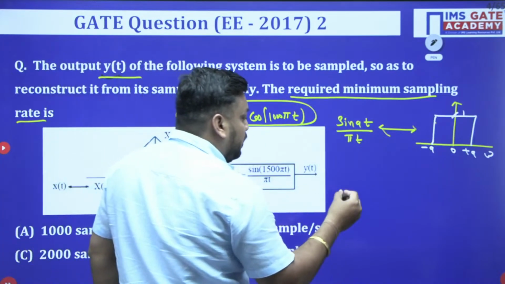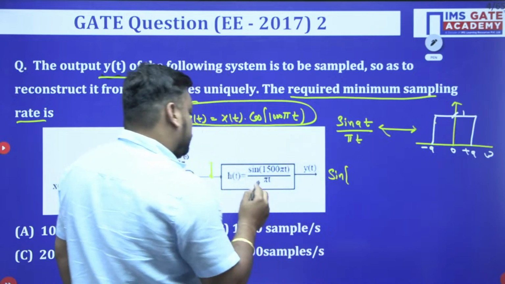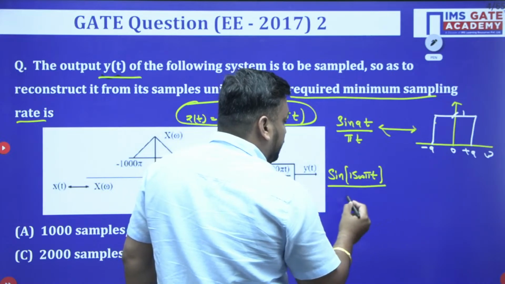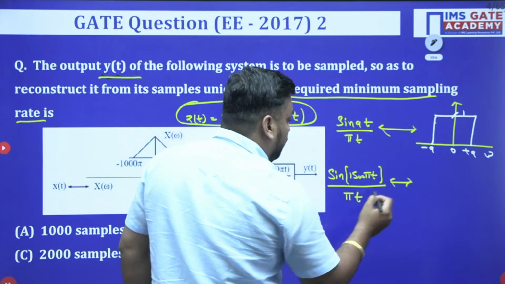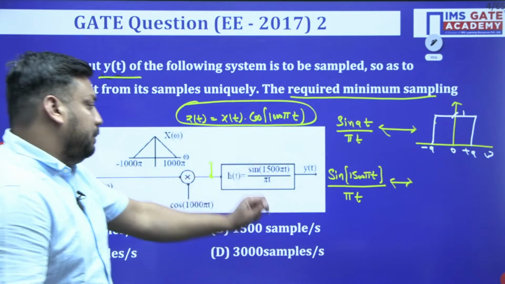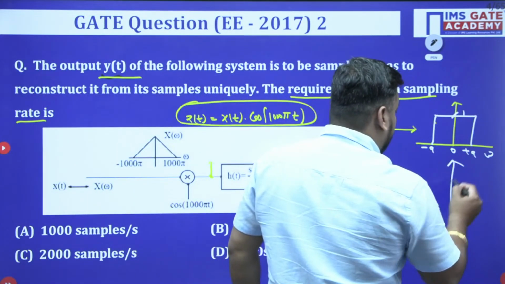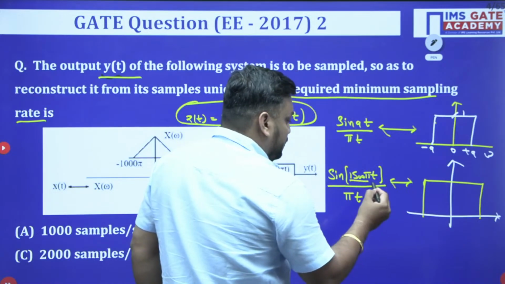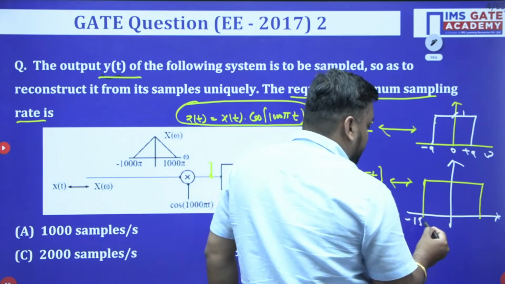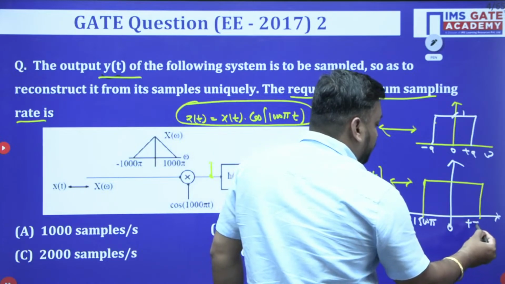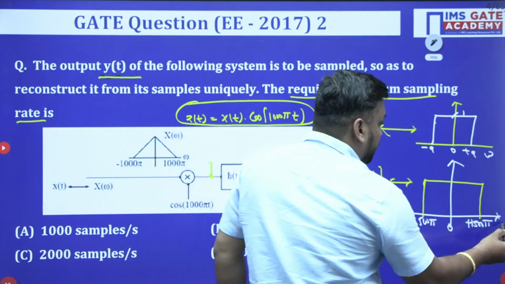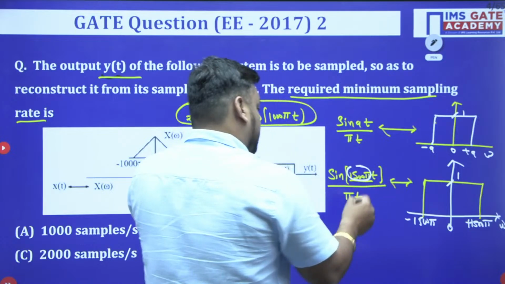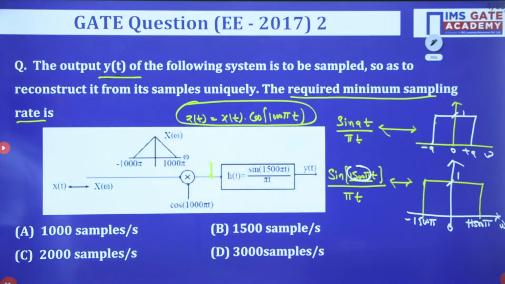But in this question, h(t) is sin(1500 pi t)/(pi t). So you should tell me what a is here: a is 1500 pi. So H(omega) is a rectangular pulse from minus 1500 pi to plus 1500 pi, with height 1. This is nothing but sin(at)/(pi t) again. I hope it is clear, guys, yes or no?